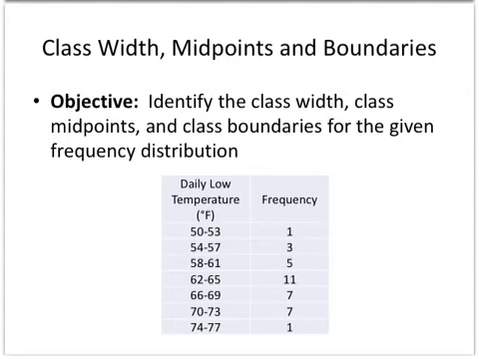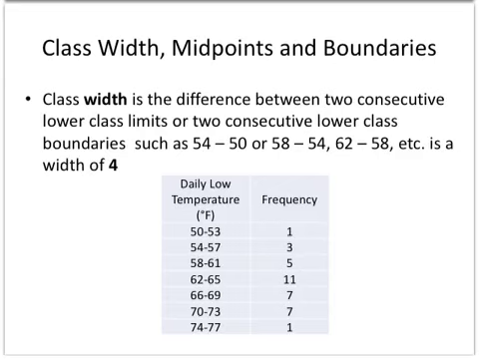How we know it's a frequency distribution is this, I normally call these tally marks. So this was the number of times the temperature was between 50 and 53 degrees. This was the number of times between 54 and 57, and so on. To find the class width, we find the difference between two consecutive lower class limits. I could look at the difference between 54 and 50, or 58 and 54, and as you can see, all of these give a class width of 4.